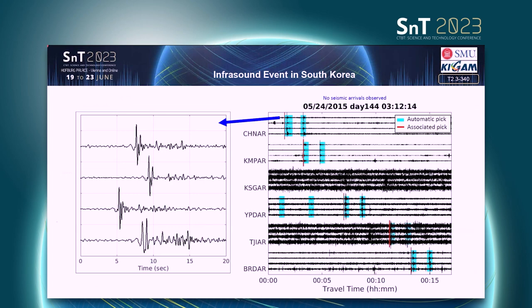This is the last example in South Korea. Relatively, this is a local signal. The signals propagated over a local distance, and all the Korean arrays detected a clear signal. You can see the two impulse arrivals, except for KSJR. So we will take a look at why KSJR doesn't have a detection.